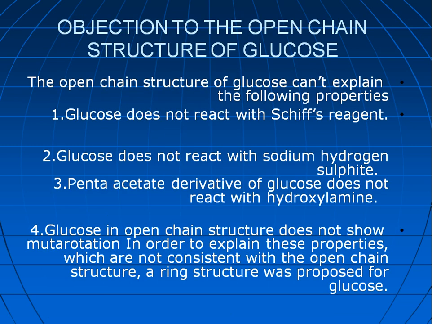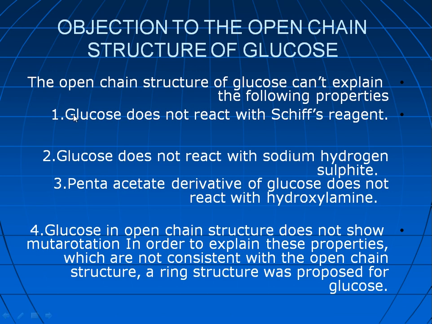Now, there are some objections towards the open chain structure of glucose. We can say these are the failures, or limitations, of the open chain structure of glucose. On which basis can we say glucose does not have only an open chain structure, or that along with the open chain structure, glucose also has another structure, which is known as the cyclic structure of glucose?